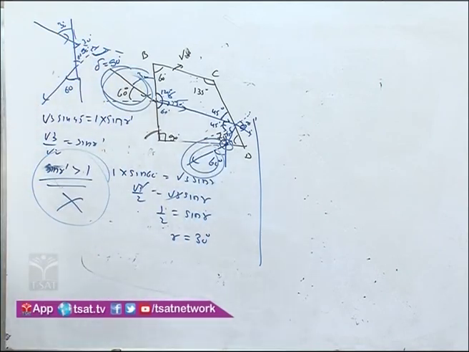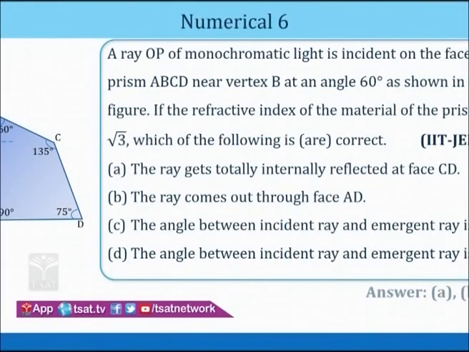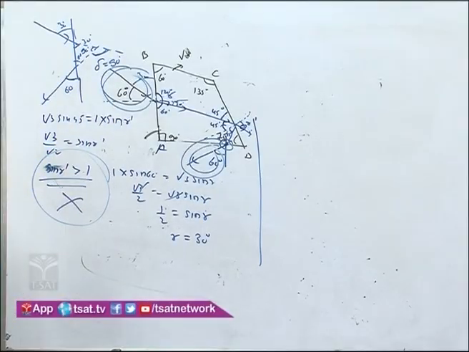So, which options are correct? Option A is correct. The ray gets totally internally reflected at CD. The ray comes out through the face AD only. It is not coming out from CD, and the angle between the incident ray and the emergent ray is 90 degree. That is the angle of deviation. So, is it clear up to this point?